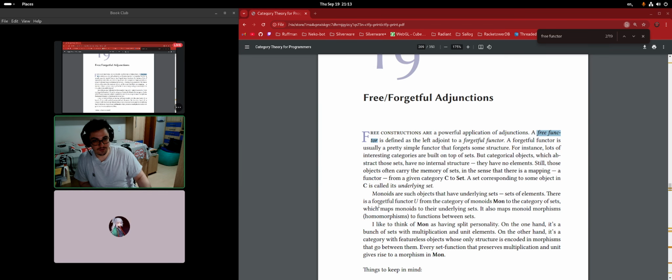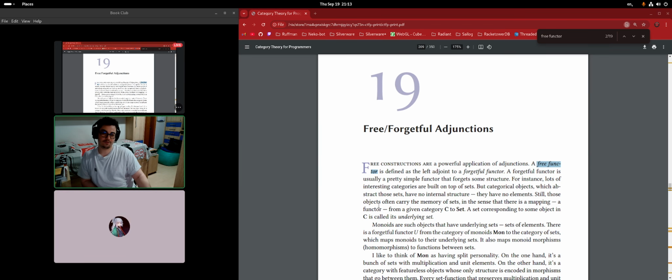Chapters 19 and 20. So chapter 19 is about free/forgetful adjunctions, which leverages something called the free functor and the free monoid thing. Do you remember those? I remember those. I do. I certainly do. That's actually a lie. I reread those, so I didn't remember those. But okay.